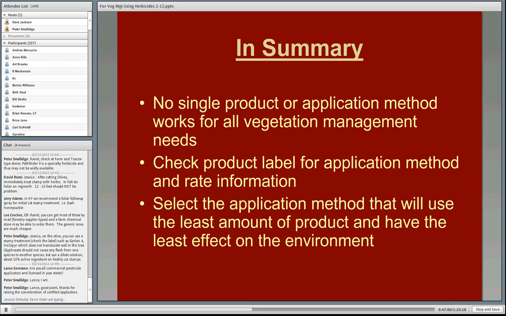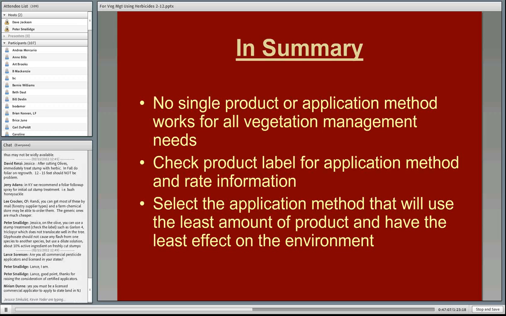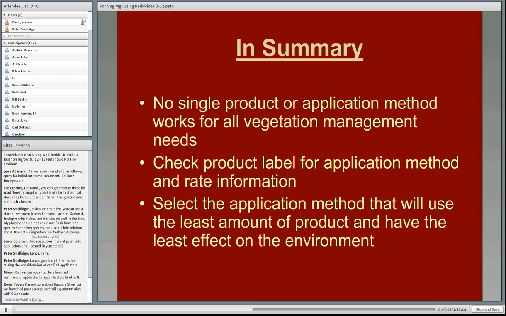So that information will be provided on the product label. So be sure to read the label and understand what it means. Select the application method that will use the least amount of product and have the least effect on the environment.